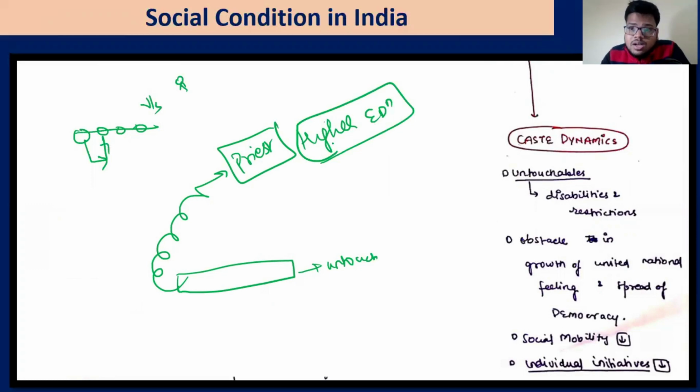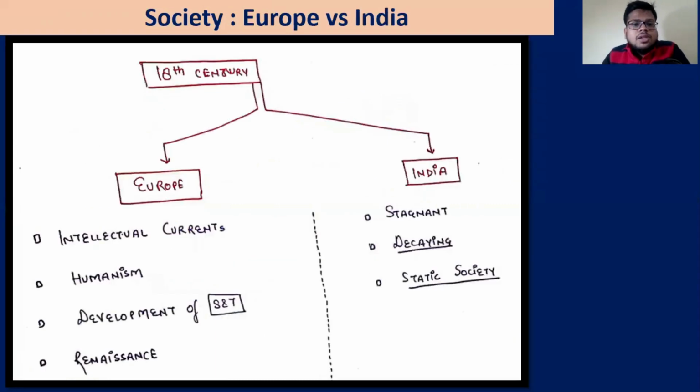Individual initiatives were curbed. And this is why, for example, current governments or previous governments have made a lot of efforts, for example, affirmative actions, Stand Up India, Startup India. So these are the initiatives to undo these past historical social injustices.